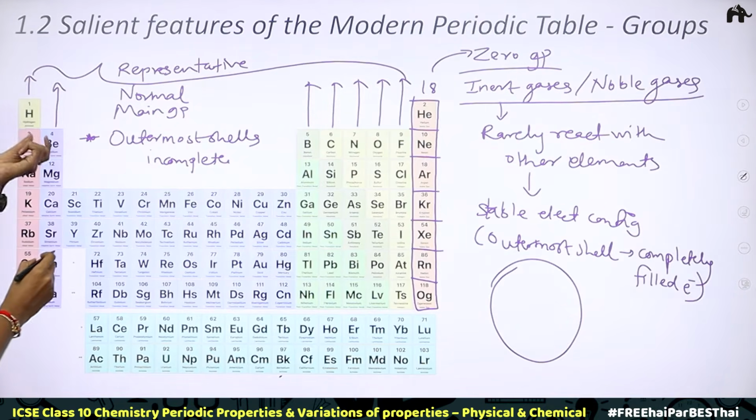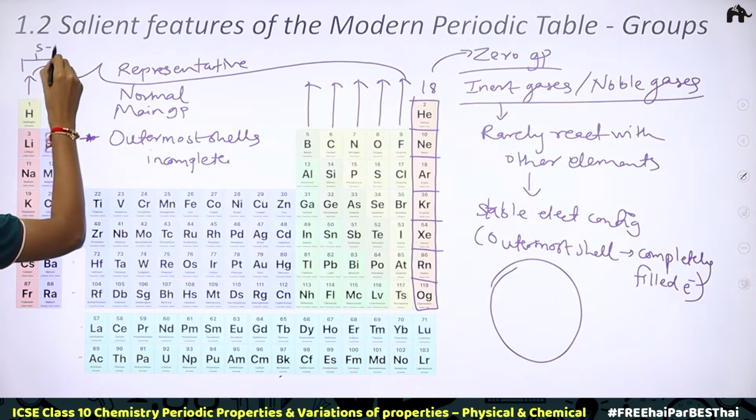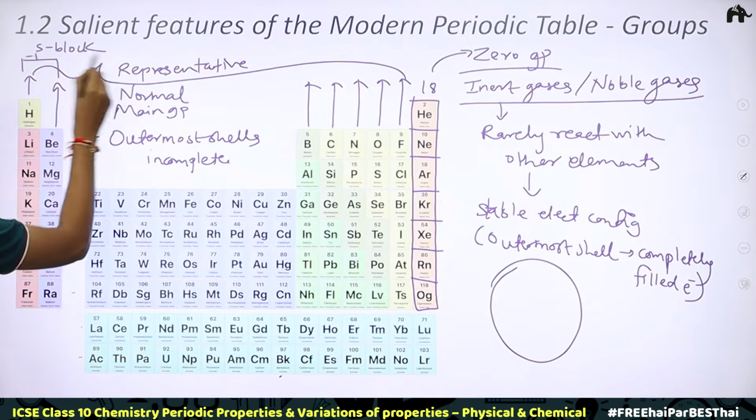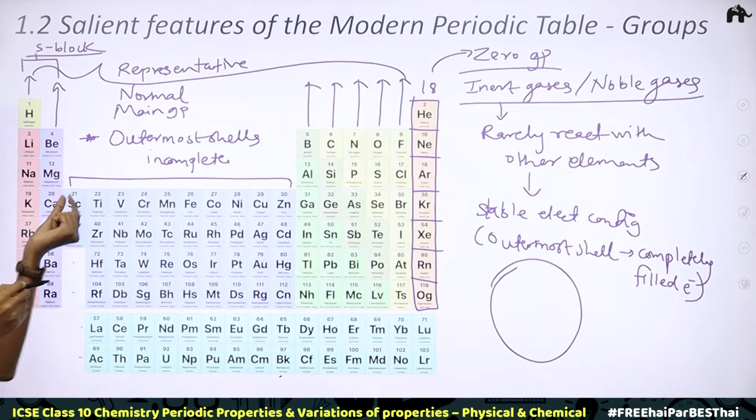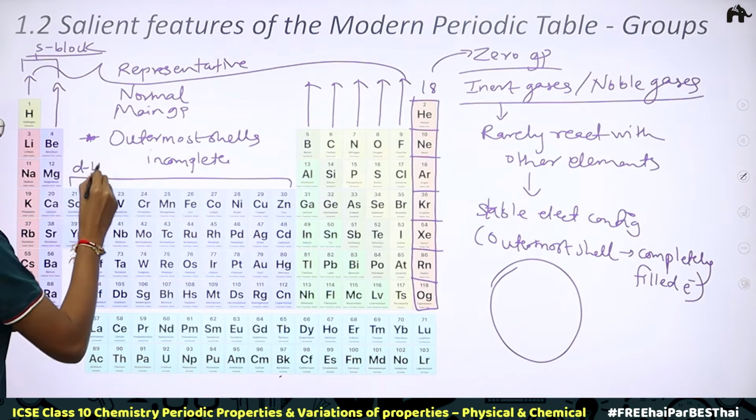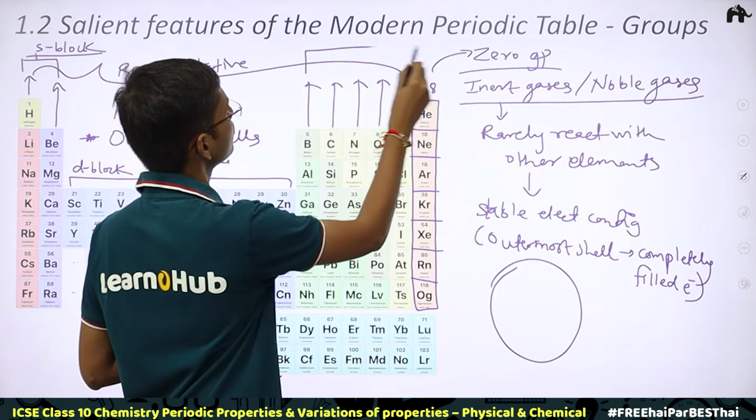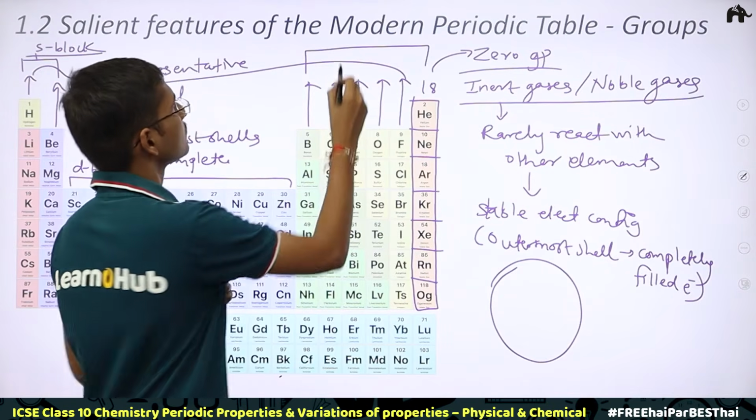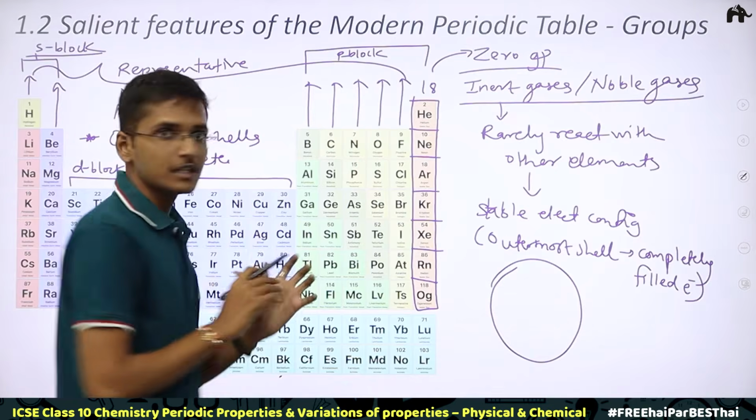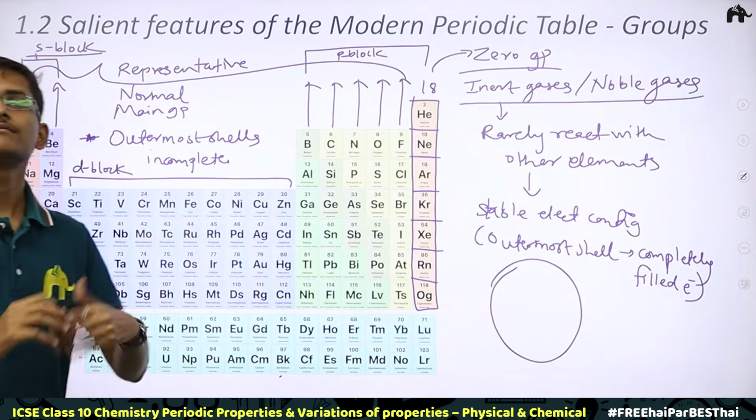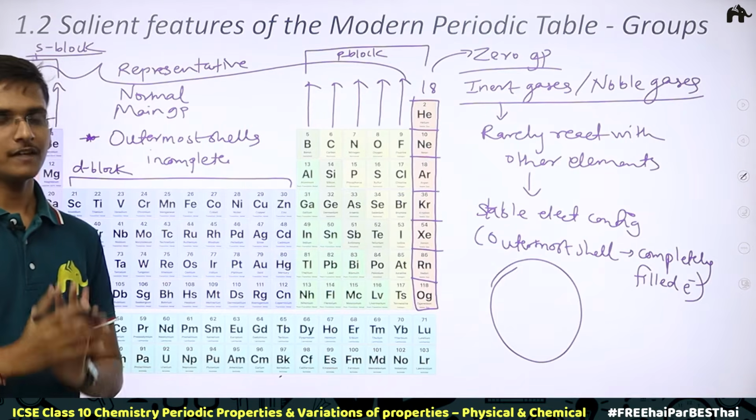So this group 1 and group 2 elements are called S block elements. Okay. These transition elements, from group 3 to group 12, are called D block elements. And from group 13 to group 18, these elements are called P block elements. Now the last block is F block, but we will just keep it aside. We will first learn about the periods and then we will move on to the F block.